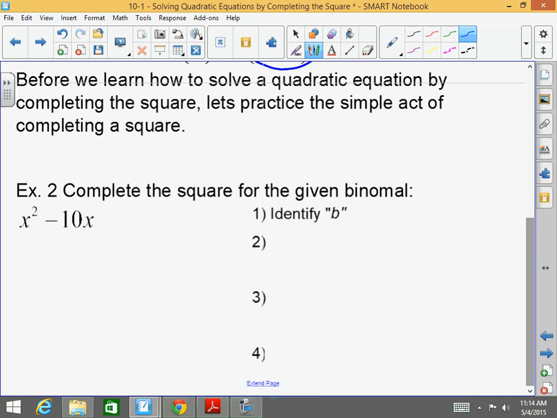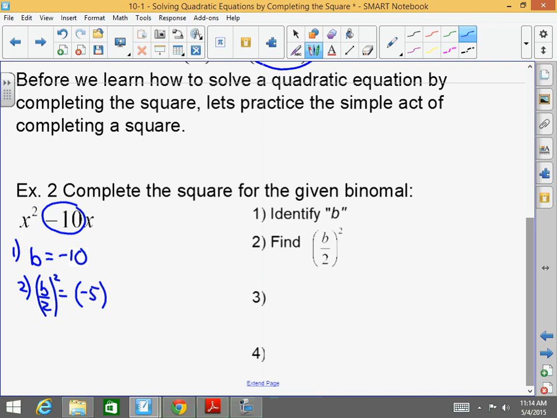What is the b here, guys? Okay, it's not 10, guys. It's negative 10, my brothers. Step 2, find b over 2 squared. So step 2, b over 2 squared, you're going to have negative b over 2, so that's negative 10 over 2, which is negative 5 squared. Step 3, add the value to complete the square.